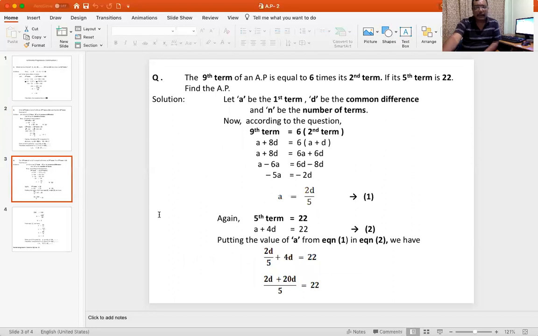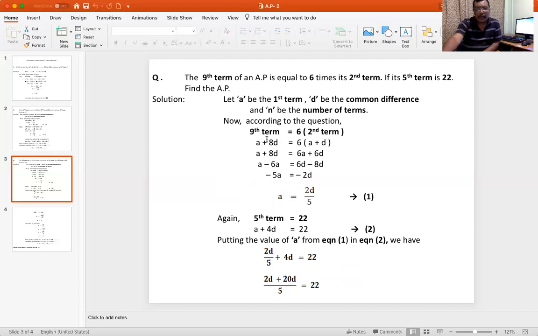Now let us look at another question which says: the ninth term of an AP is equal to 6 times its second term. If its fifth term is 22, find the AP. So again here we assume that A is the first term, D is the common difference, and N is the number of terms. Now according to the question, the first condition says the 9th term is equal to 6 times the second term. That means it is equal to 6 into the second term.